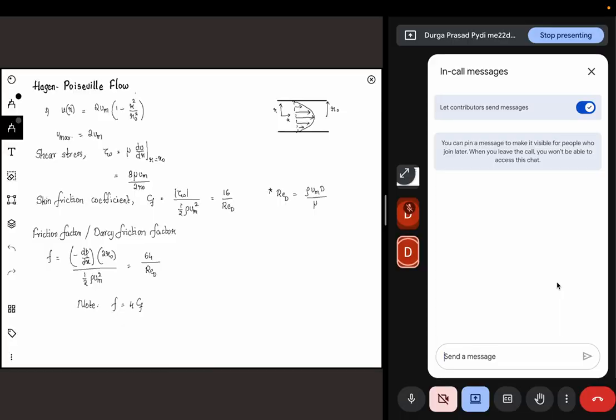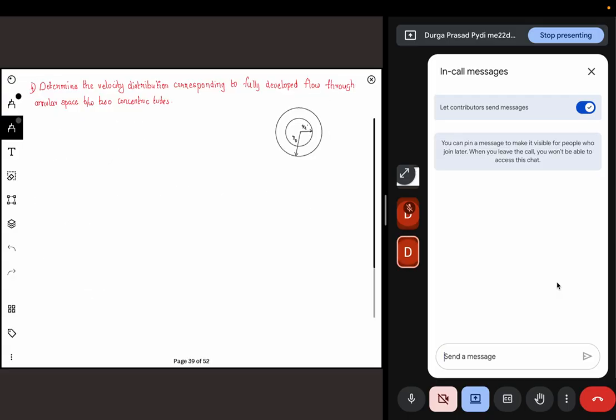So once we have the velocity, we determine the mean velocity, and then we identify the shear stress, skin friction coefficient, and the friction factor. This is an important relation, and both of these have to be used appropriately. Skin friction is used to calculate the drag force, while friction factor is used to understand the net pressure gradient that you have to impose to drive the flow. And then we discussed some problems.